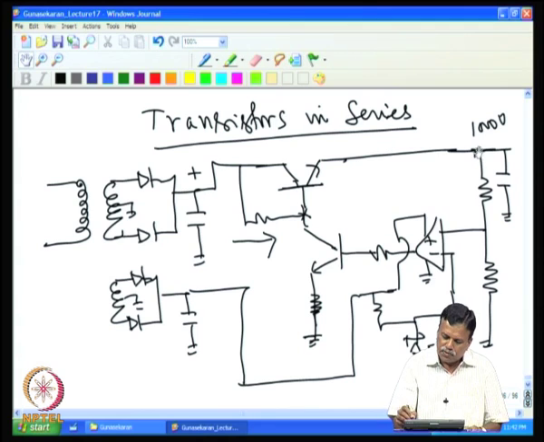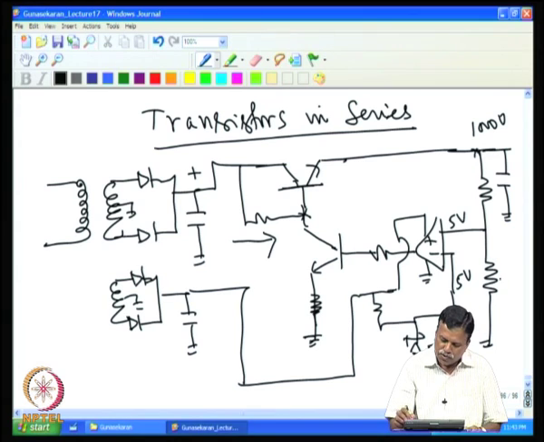If the voltage at this point comes down, then the voltage at this point also will come down, and the current flowing through this will decrease, and make this voltage go up, and the output voltage also will go up. So, that is how the regulator works. If this is at 5 volt, then this will also be at 5 volt.